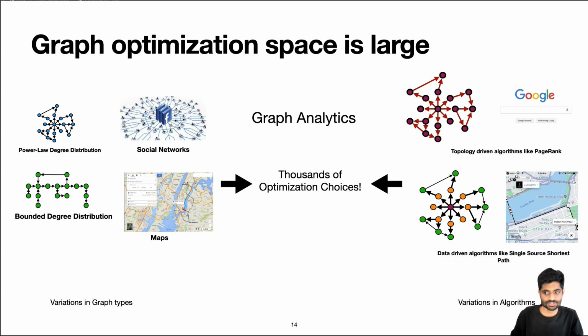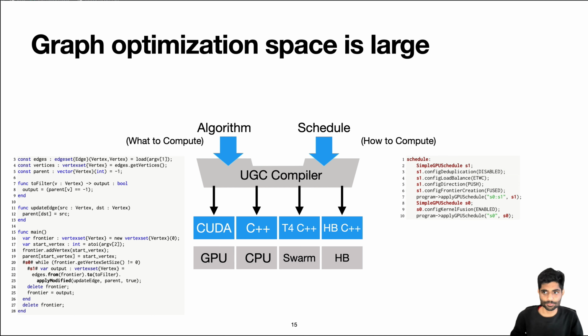Each of these variations requires very different optimizations to be applied, presenting us with a very large optimization space with thousands of choices. The way we navigate this huge space is by splitting the input into two parts: the algorithm that specifies what to compute, and the schedule that specifies how to compute, that is, what transformations and optimizations to apply. The developers can then keep the same algorithm input and slightly modify the schedule input to generate a very different implementation from the compiler to better suit the generated code with the graph input.